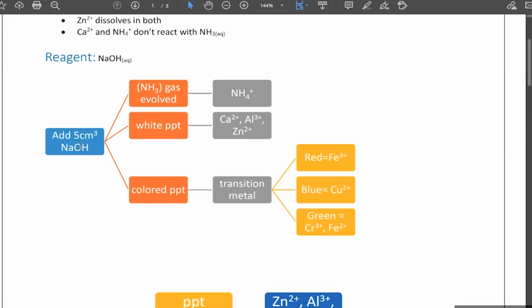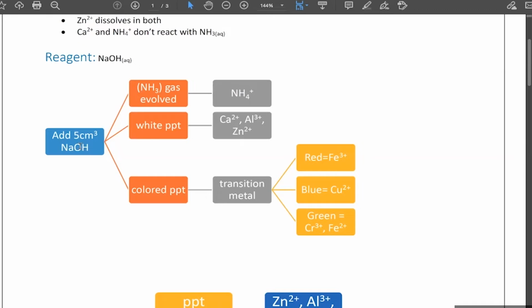Which one? So we have the three basic primary colors: red, green, and blue. For red, we'll have iron 3, for blue, we'll have copper 2, and for green, we'll have iron 2 and chromium 3. The whole point of doing this is to make hydroxide, which is insoluble, and based on the color of hydroxide, we are able to identify what cation we have. So this was the color test.